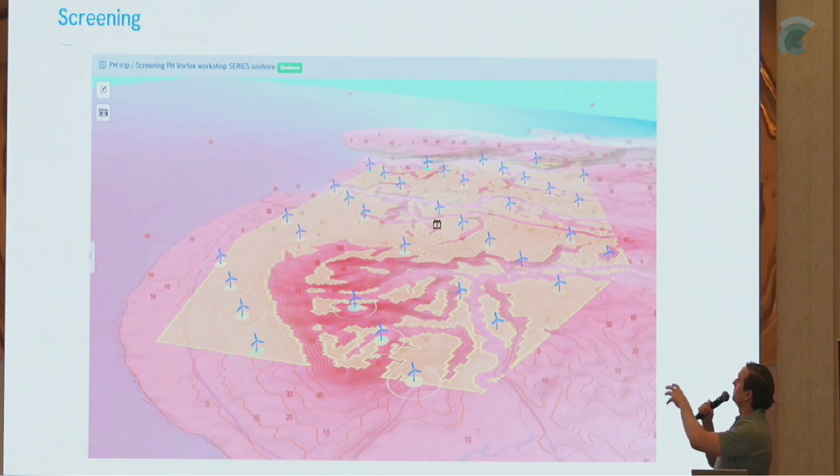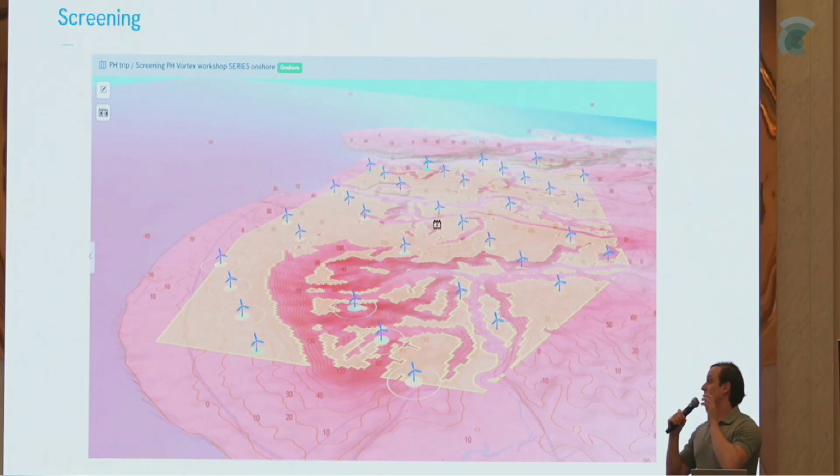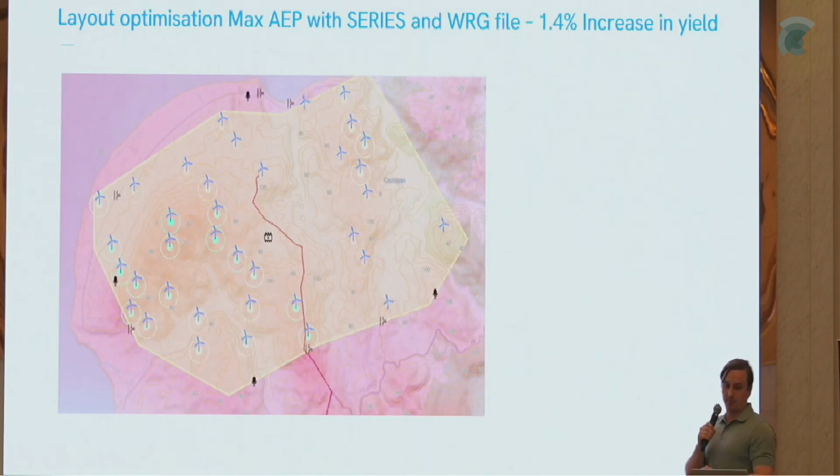So essentially, we take out all the restrictions, we take out the slopes, and now I'm redesigning the layout, under restrictions on distance between the turbines: how many turbines can I place into this area?